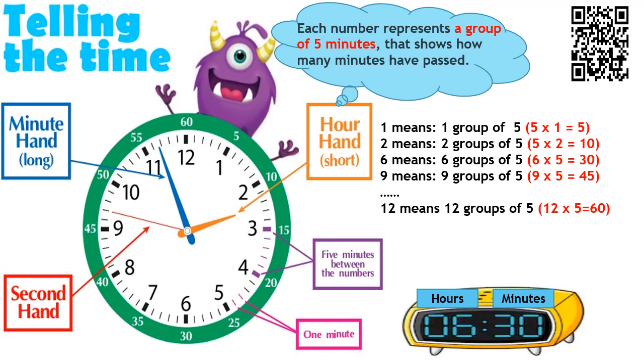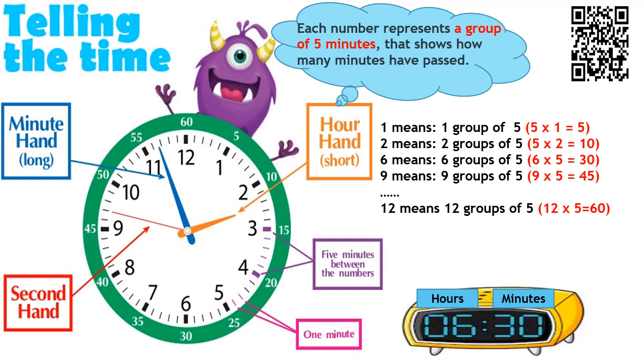And when it moved to 6, it means 6 groups of 5. So 6 times 5 equals 30. And in 9, 9 groups of 5. 5 times 9 equals 45. And when it reaches 12 again, it means 12 groups of 5. So 12 times 5 equals 60.